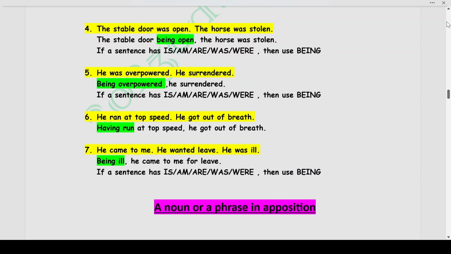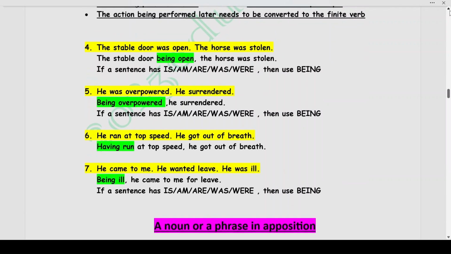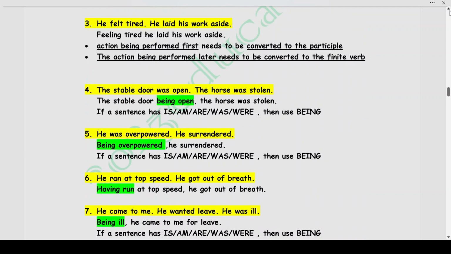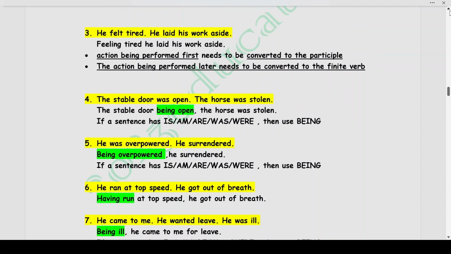So this is how, students, you will use the participles and their different forms to synthesize your two different sentences to form a new simple sentence. We will go over to the next video for further understanding of synthesis of simple sentences.